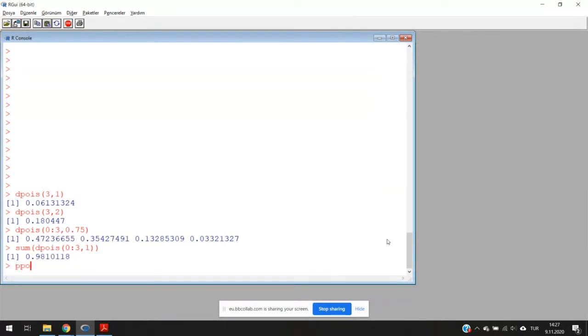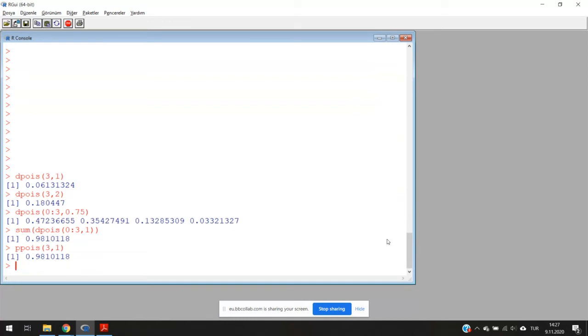But instead, you can directly use the P Poisson function, and you can write 3 here, which gives you the probability of the Poisson random variable being less than or equal to 3. It will calculate all probability masses up to this point. Again, with the same parameter, you would get exactly the same value with a shorter command.